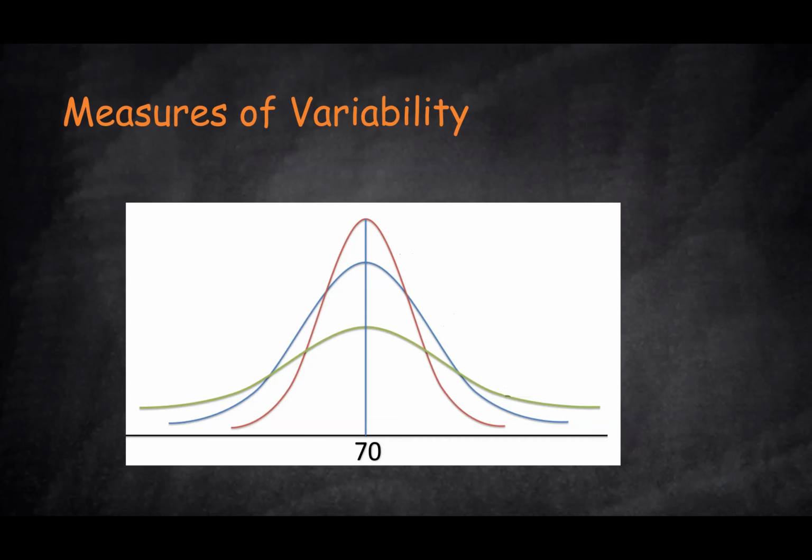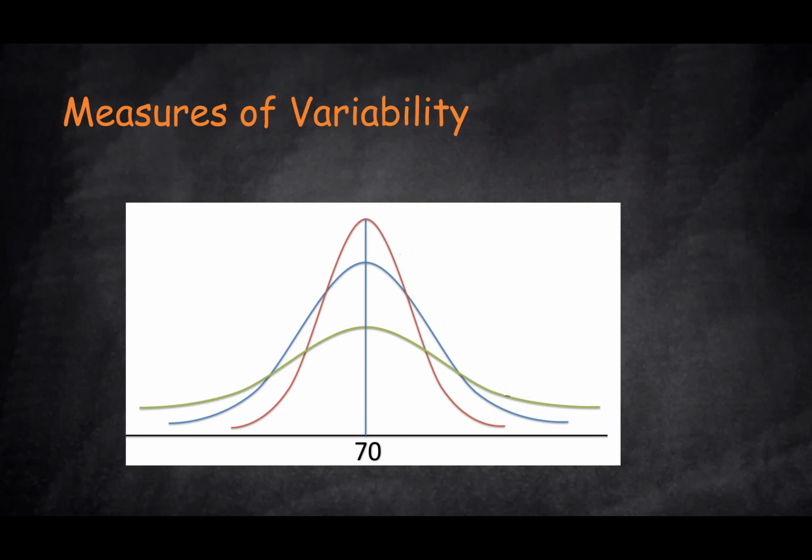Here are three distributions that represent three classes. Let's call them the red class, the blue class, and the green class. What we observe in this graph is that all three classes have a central location, an average in this case of 70, in a specific exam that these three classes have taken. The question is, are all three classes the same? Are the data the same? And the answer is no.